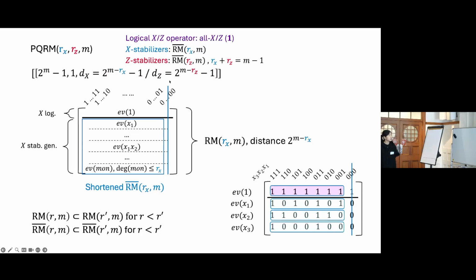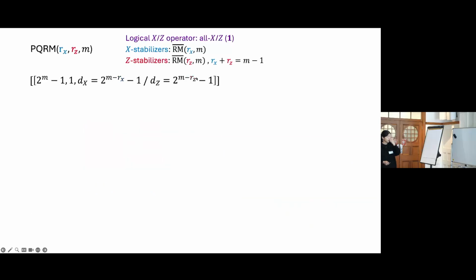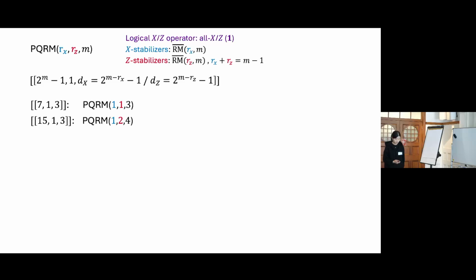So the parameters of this code will be as follows. 2^n − 1 physical qubits, and only one logical qubit can be obtained, if you do some dimensional counting. And the distance of the code is like this.